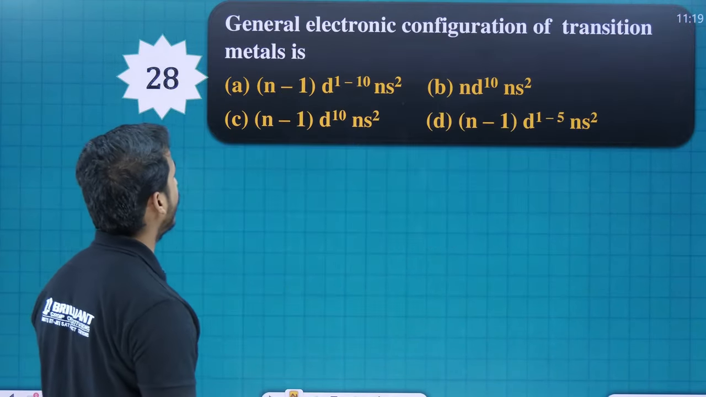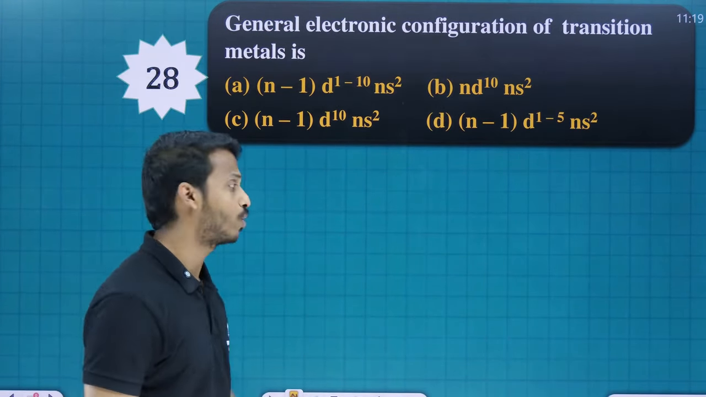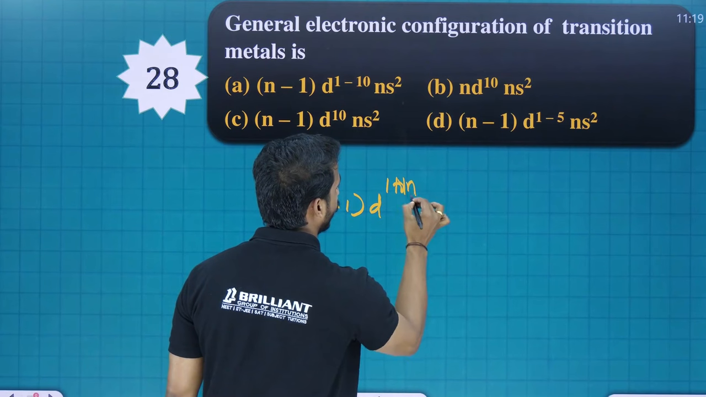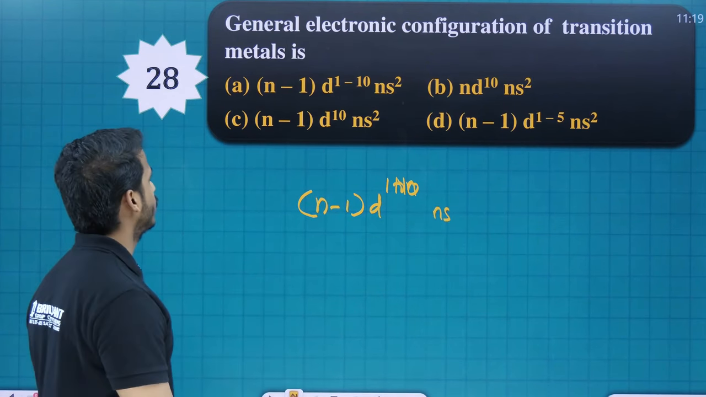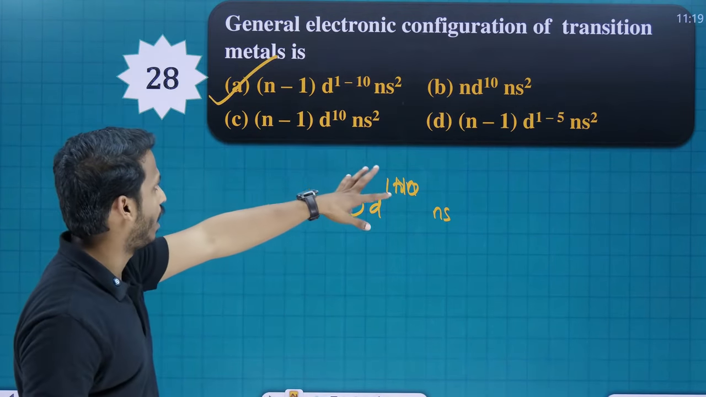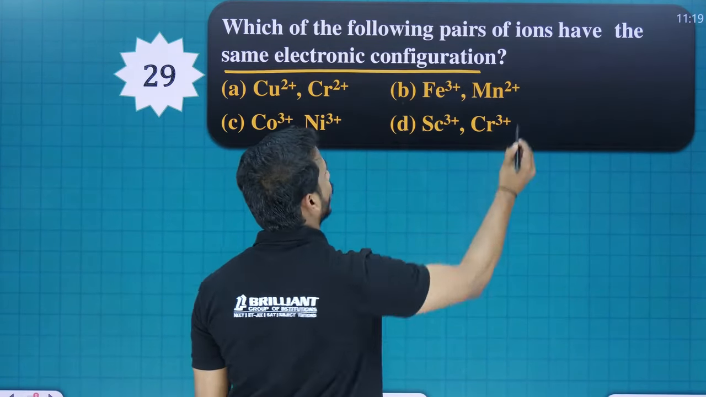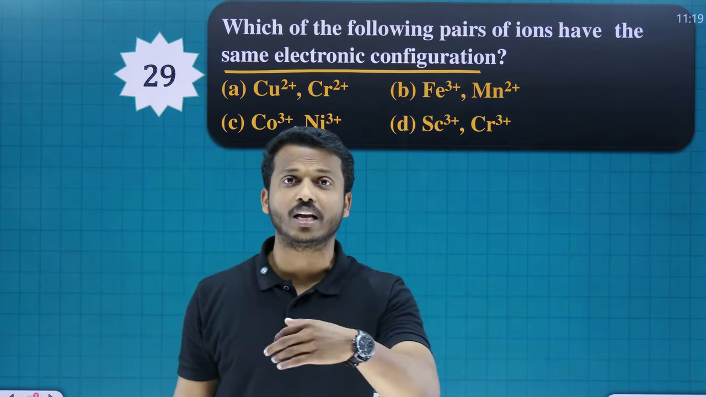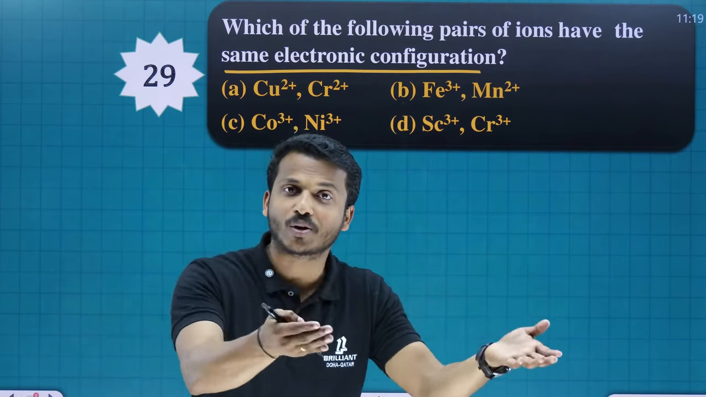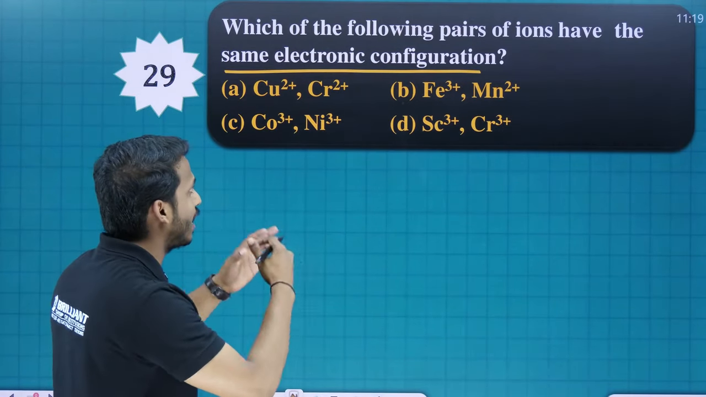Cl2. Next, a simple question: what is the general electronic configuration of a transition metal? It is (n-1)d 1 to 10, ns 1 to 2. Yes, it is (n-1)d 1 to 10, ns2, option A, right? Next one: which of the following pairs of ions have the same electronic configuration? Same electronic configuration means they have the same number of electrons. You just analyze it later.